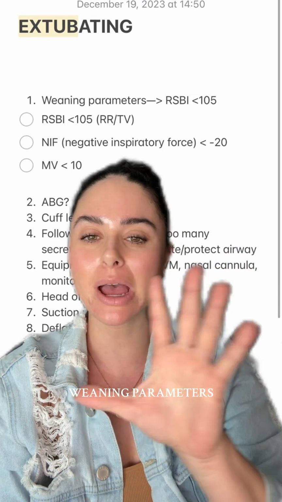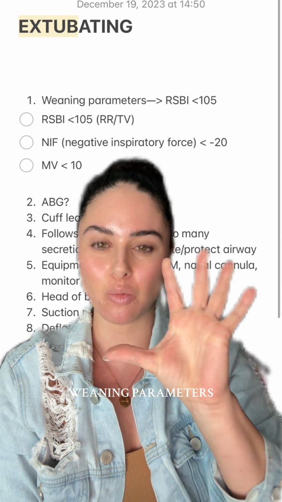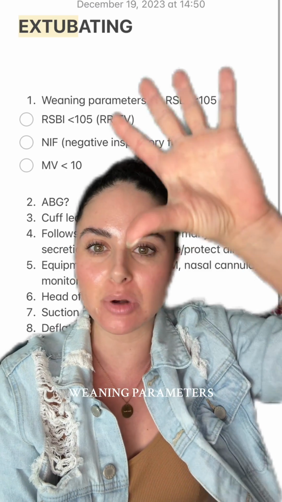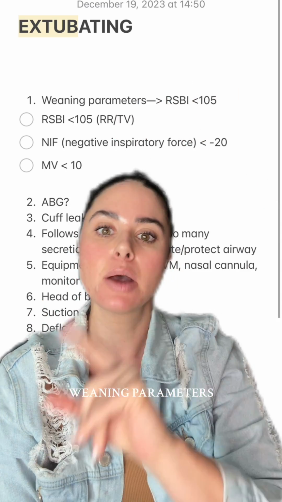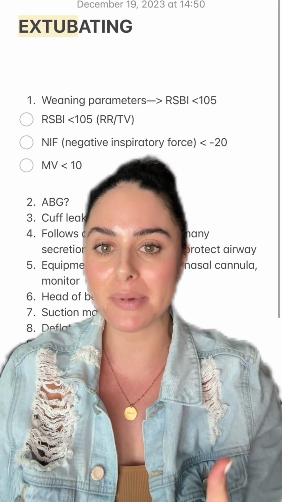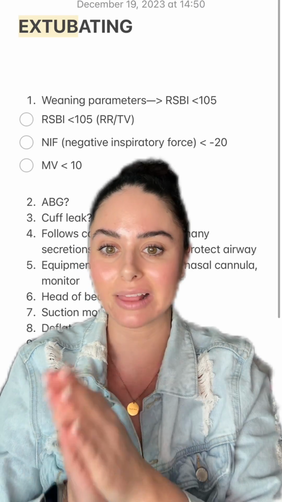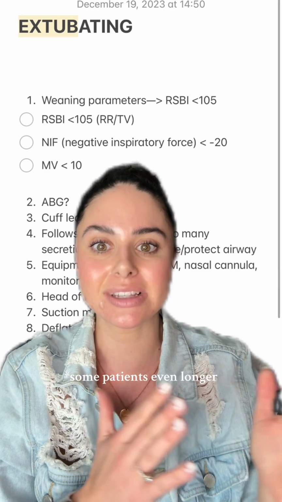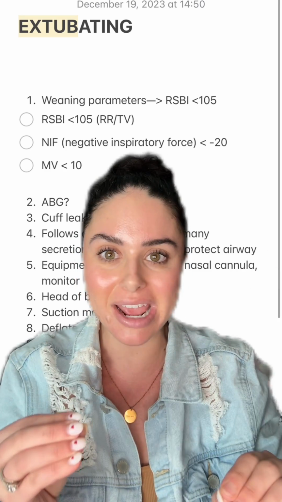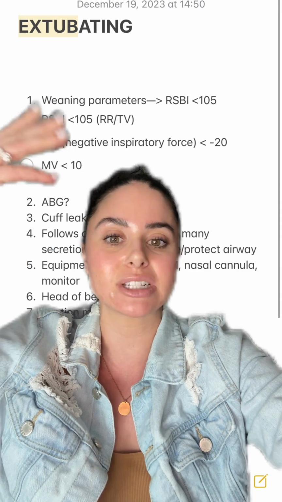This is part 5 in my weaning and extubating series, and we are going to be talking about some weaning parameters and things that you might want to get before extubating a patient. At this point, your patient's been on a spontaneous breathing trial for at least 30 minutes, up to 2 hours. They are doing okay, tolerating it just fine, so we are going to assess for some weaning parameters.